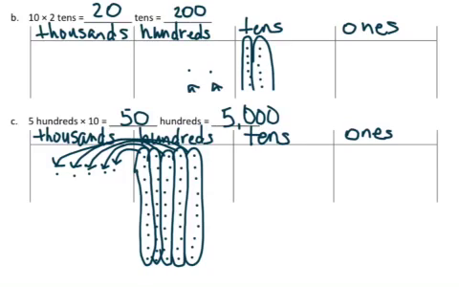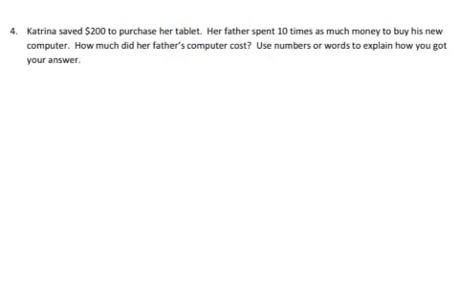Okay. The next problem we're going to look at is homework problem number 4. And number 4 reads, Katrina saves $200 to purchase her tablet. Her father spent 10 times as much money to buy his new computer. How much did her father's computer cost? Use numbers or words to explain how you got your answer. Okay, so I'm going to use the place value chart for this as well.